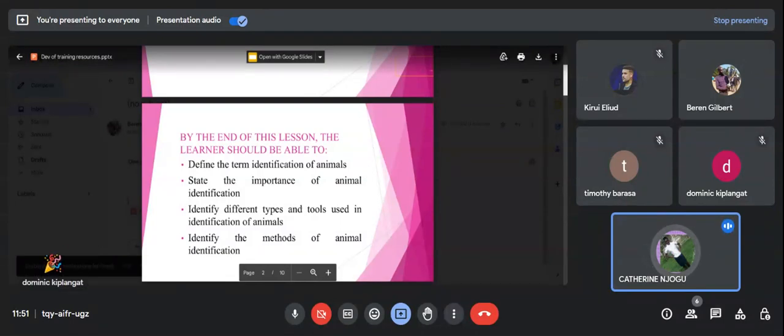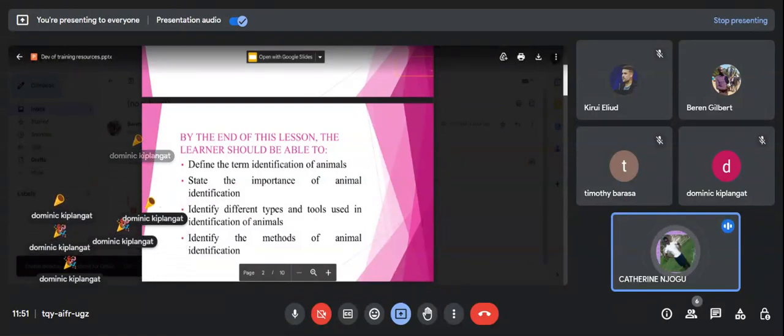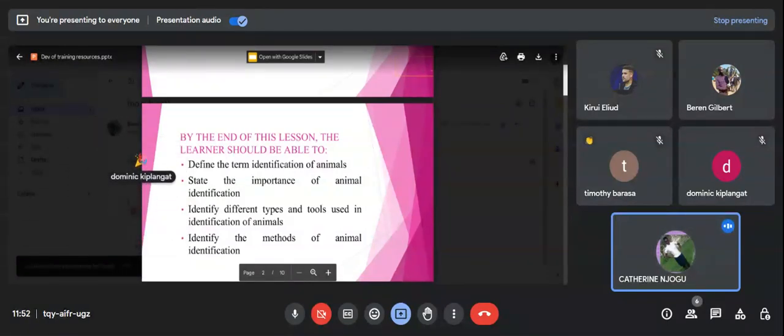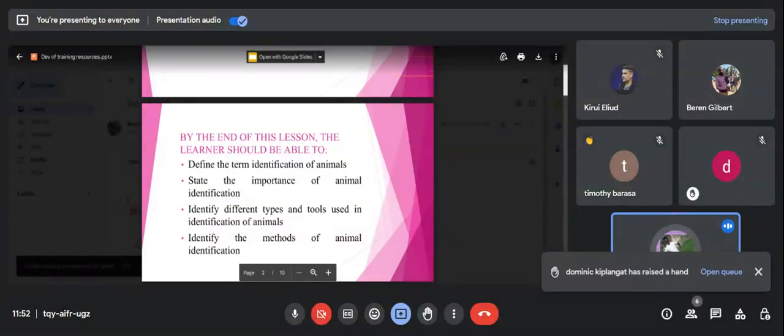And now we are going to look at the two methods of animal identification. We said there are two main methods. There are two methods of animal identification.